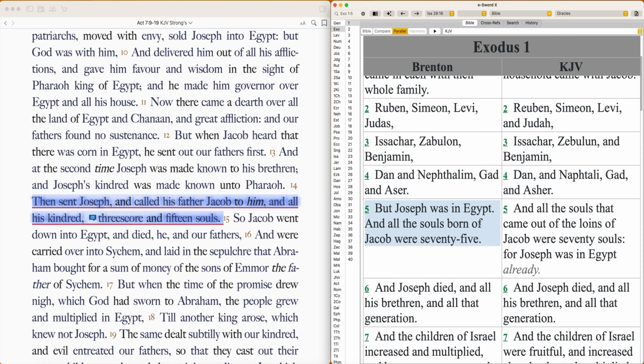But Joseph was in Egypt, and all the souls born of Jacob were 75. That's 70 and 5. The King James Old Testament, Masoretic text, says all the souls that came out of the loins of Jacob were 70 souls. They left out 5. You see that? The writer of the book of Acts, which is Luke, recorded that Stephen said 75 souls, not 70.